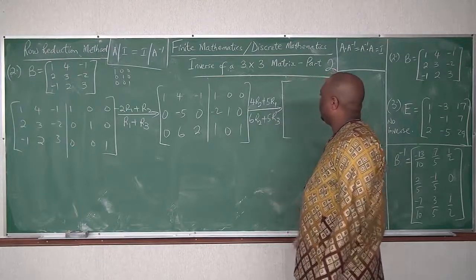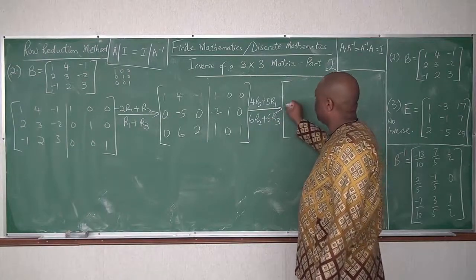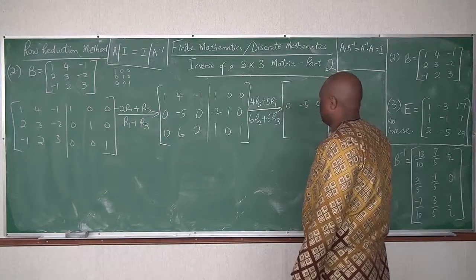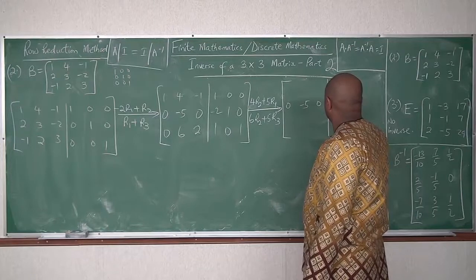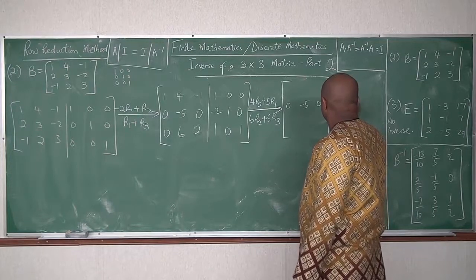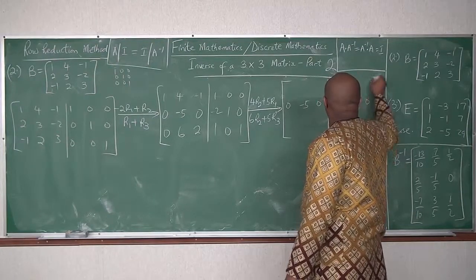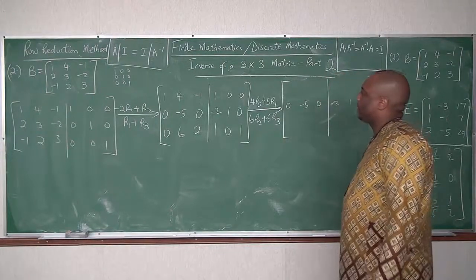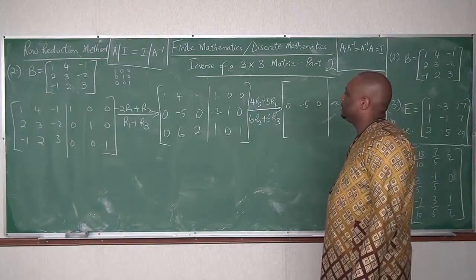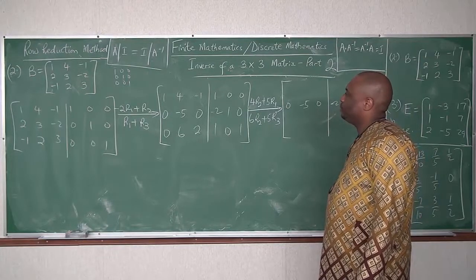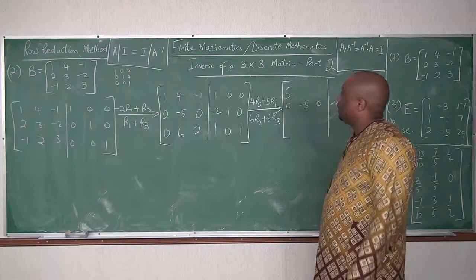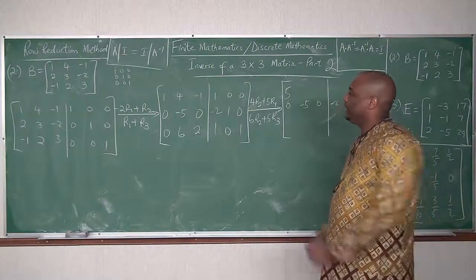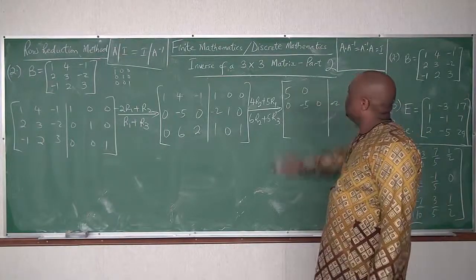So R2 is unchanged. Let's write it first: 0, negative 5, 0. And negative 2, 1, 0. We write it first. Then 4 times 0, 0, plus 5 times 1, 5. 4 times negative 5, negative 20, plus 5 times 4, 20. Negative 20 plus 20 is 0.